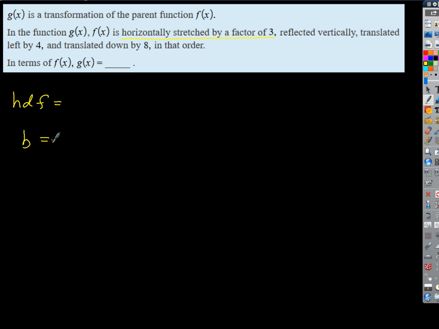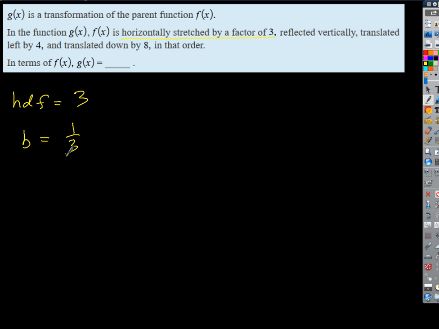Okay, what do we think here? Kimberly, if we're going to horizontally stretch by a factor of 3, what's the horizontal dilation factor then? You're thinking of B, right? If we're stretching by 3, then we're going to have to multiply horizontally by 3, right? So that's 3. B is 1/3.